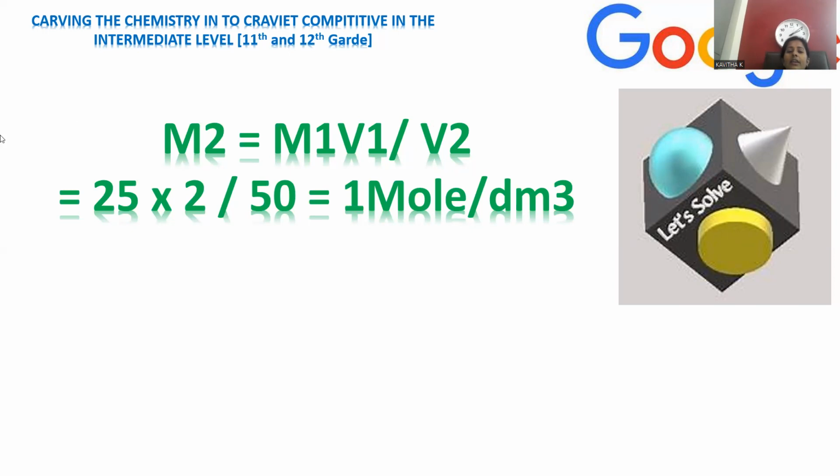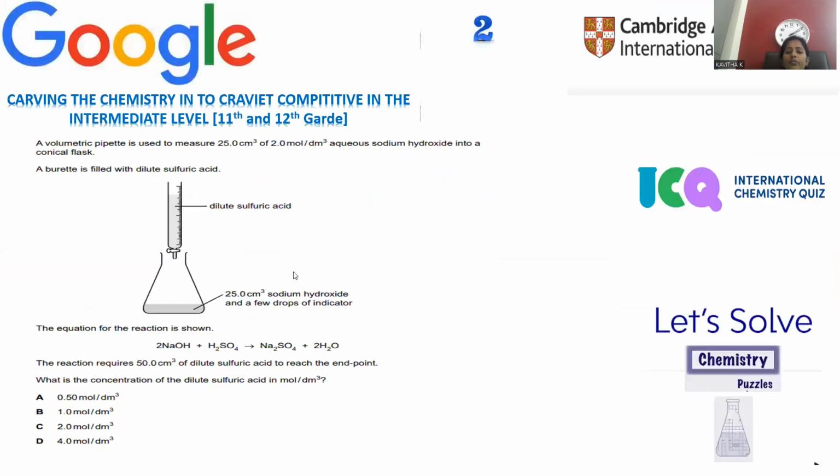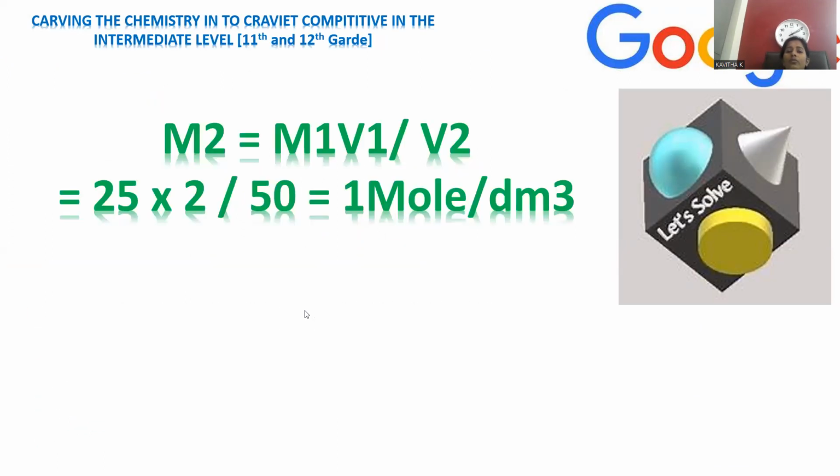25 multiplied with 2, 50 is the value. 50 upon 50 will become 1 mole per decimeter cube. 1 mole per decimeter cube is mentioned in option number B. For question number 2, option number B is the correct answer. This is a volumetric analysis based question, a titration based question. Move on to question number 3.